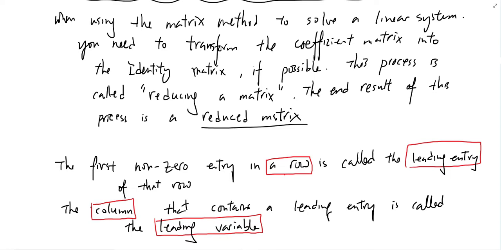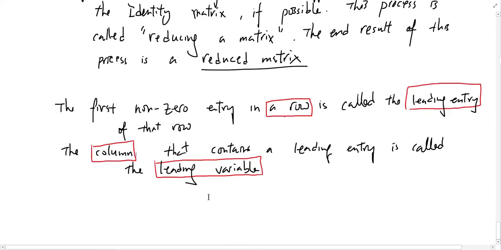Okay? What do I mean by that? Let me give you an example. Suppose I have this matrix right here. This is now the most reduced form. We'll call it a matrix R. R stands for reduced matrix.